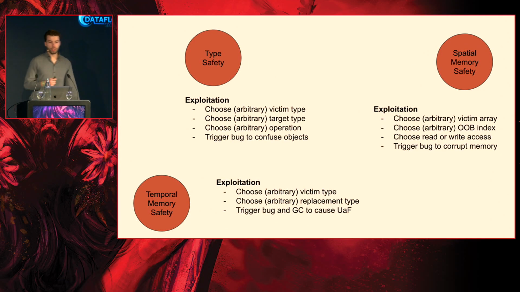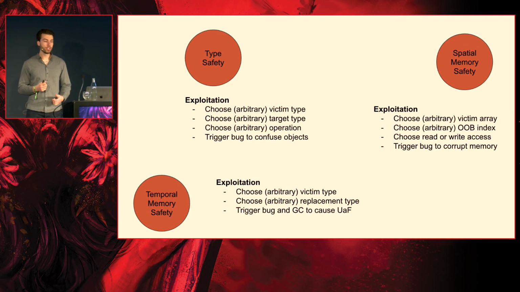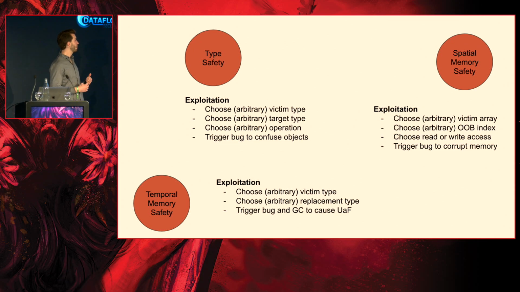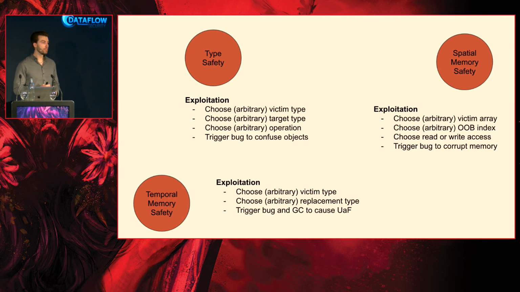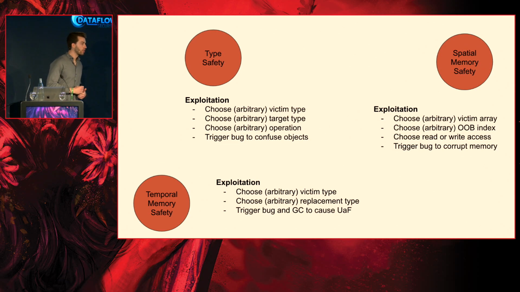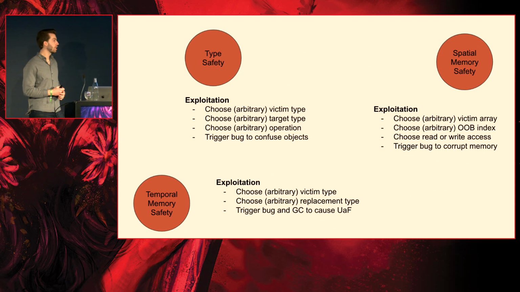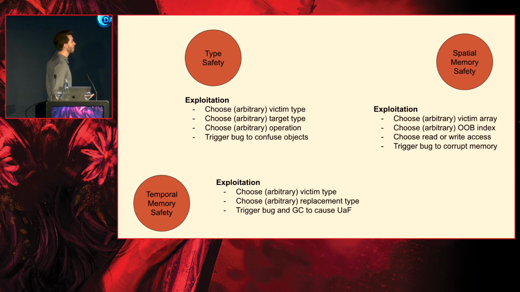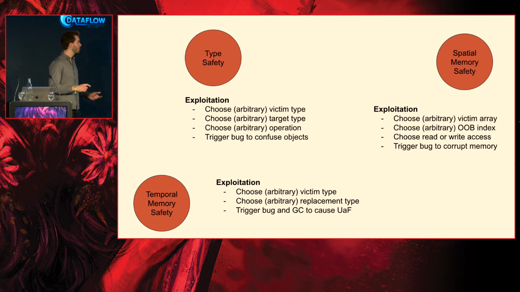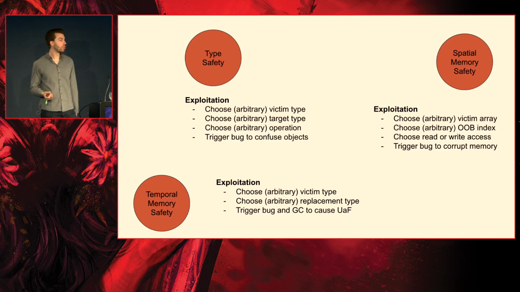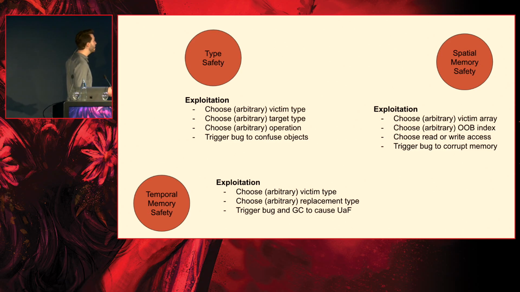So I want to talk very briefly about exploitation of these bugs. The main message here is just that these bugs are very powerful and they give you a great deal of control. So if you think of, for example, these type confusion bugs where you can remove a type check, this lets you choose the victim type, it lets you choose the target type, and it lets you choose the operation. Yeah, you can really build together your own type confusion bug, anything you want.